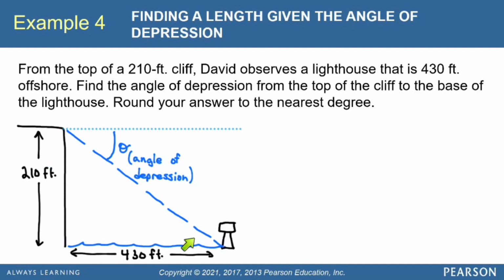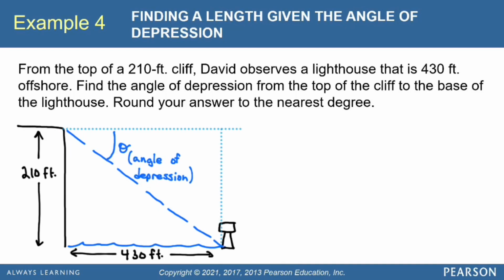Now you'll notice that we have a right triangle here. By the way, we get to assume that the face of the cliff is straight up and down, and so this would form a right triangle. So one thing that we can do is say that this horizontal line and the level of the water form parallel lines. So this angle is equal to this angle. We could call this angle theta, and then we could find this angle and know that it's equal to our angle of depression, which is what we're really after.